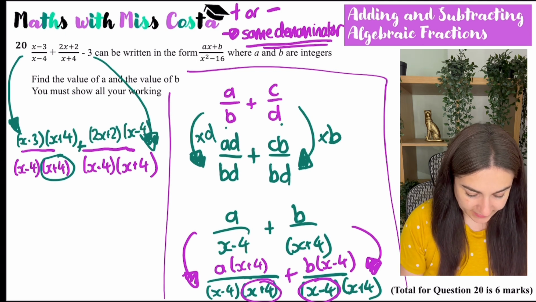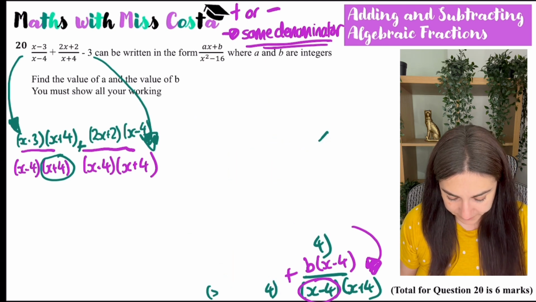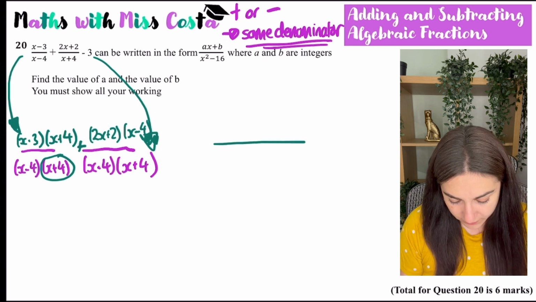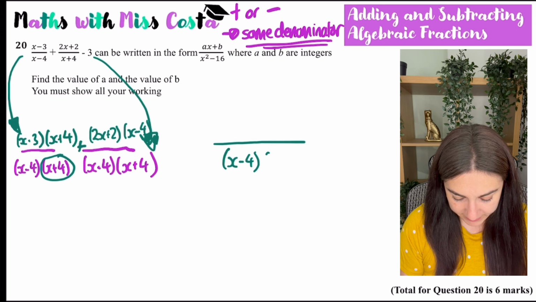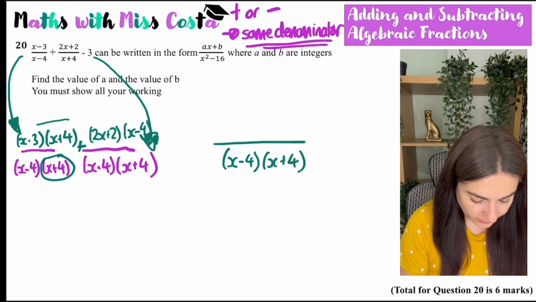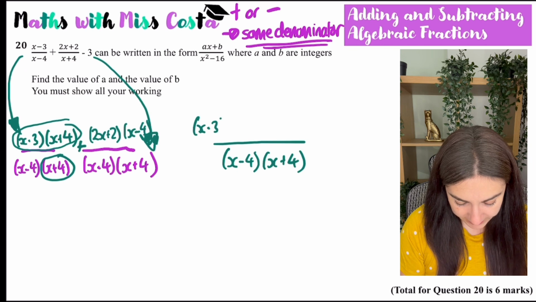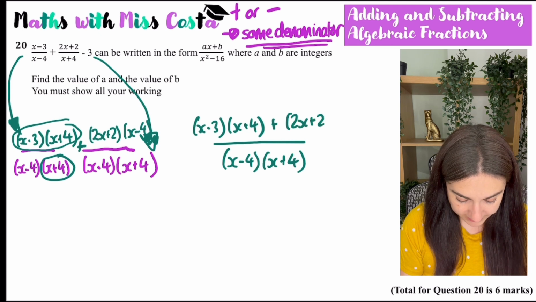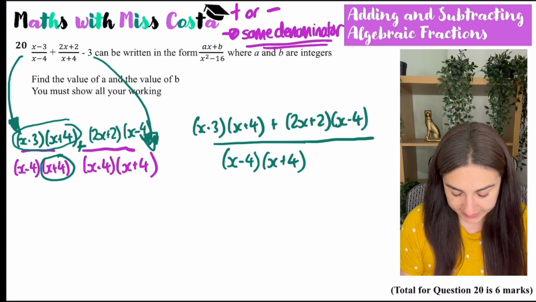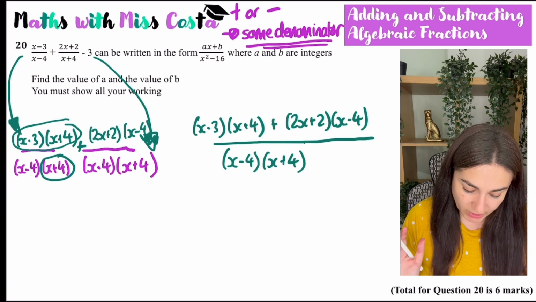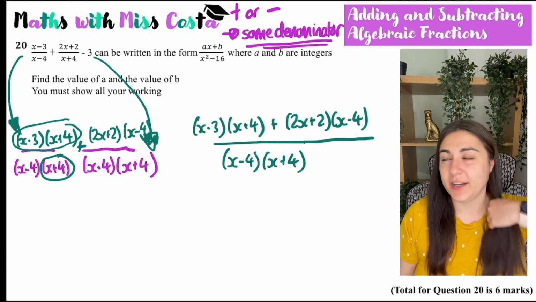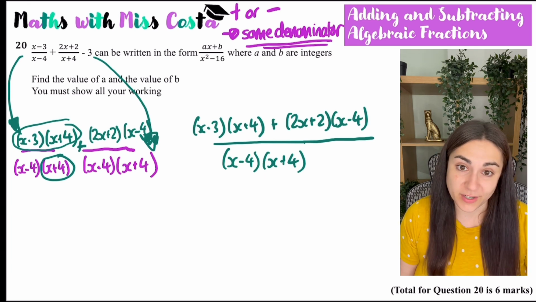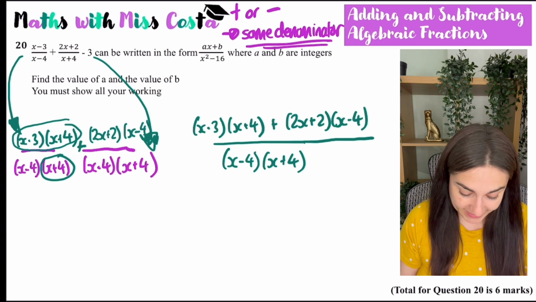Now let's clear this up and make it a little bit neater. I write all of this under one fraction, x minus 4, x plus 4, and then this x minus 3, x plus 4, plus 2x plus 2, x minus 4 is the next part of simplifying. Generally with algebraic fractions, you're going to have to do some manipulation. You're going to have to expand the brackets, factorize them, and keep expanding and factorizing until something clicks.